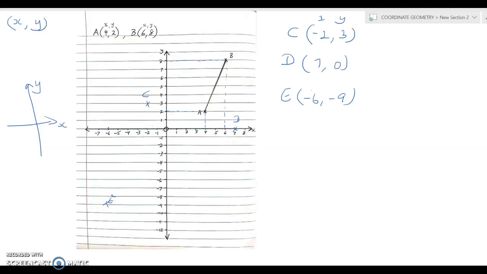So that's the things we're recapping on, right? So this is it for this video. In our next video, we're going to look more at the gradient, to find the gradient of a straight line.